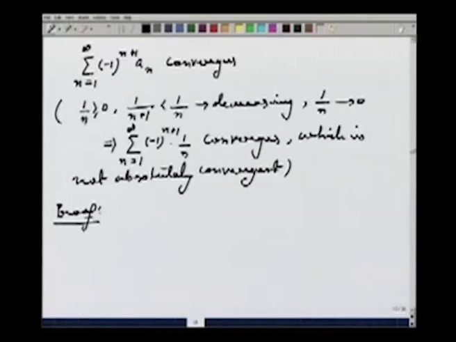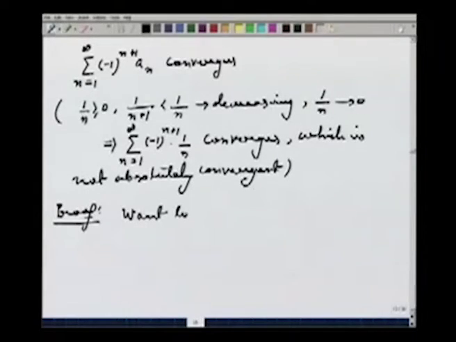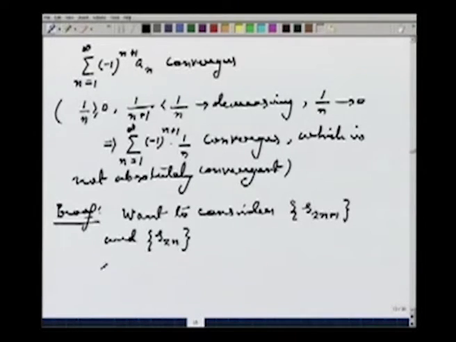So first we will look at partial sums of the series, but the even partial sums and the odd partial sums. So we want to consider the odd partial sums S2n plus 1 and S2n. Okay, so what are the definitions? Very simple. Usually Sm means summation n from 1 to m minus 1 to the power n plus 1 into an.